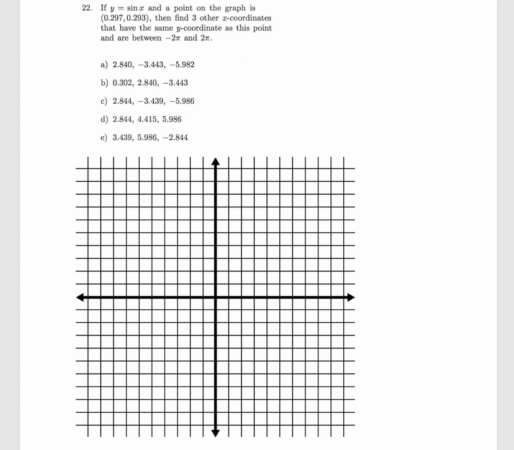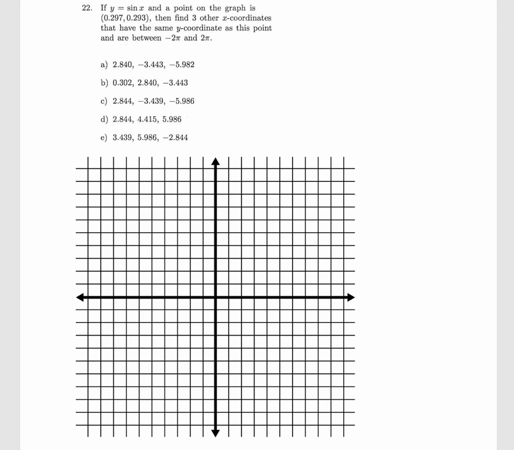Question 22 says if y equals sine x and a point on the graph is 0.297, 0.293, then find three other x coordinates that have the same y coordinate as this point and are in between -2 pi and 2 pi.